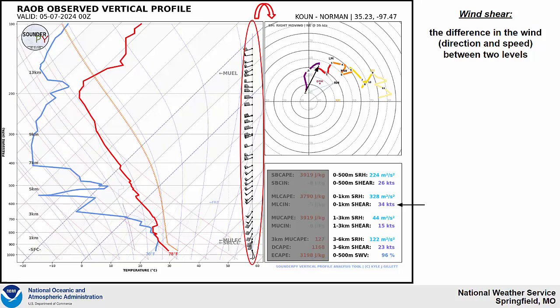We can estimate based on the labeled circles of the coordinate plane that the wind speed at the surface is about 10 knots and the wind speed at 1 kilometer is about 44 knots, giving us the 34 knots listed at the bottom for the surface to 1 kilometer shear. You can also visualize laying the shear vector along one of the axes to estimate the magnitude of the shear.